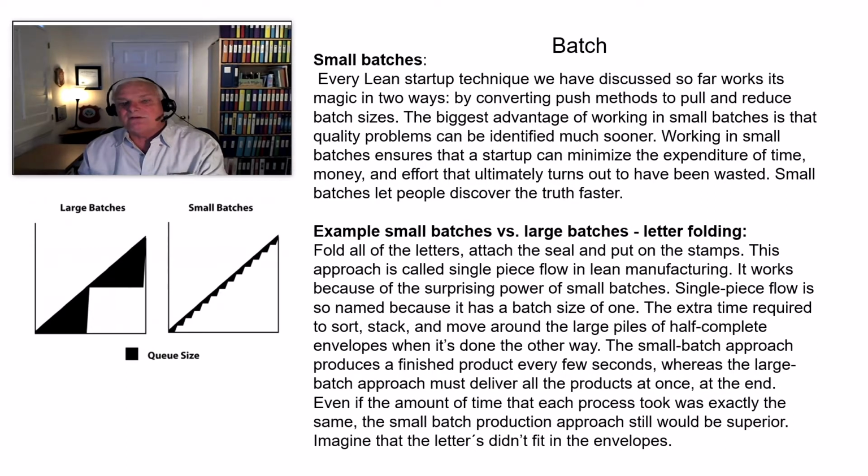Examples of small batches versus large batches, letter folding, things like that. If you take a look at your startup and say, where can I reduce batch size? I don't need to hold quality product. I need quality product, and I need it just in time. How can I get just in time small batches of what I need? That eliminates a lot of that waste of storing things, of holding on to things that you may find out don't meet your requirements later on. So batch is one of them.